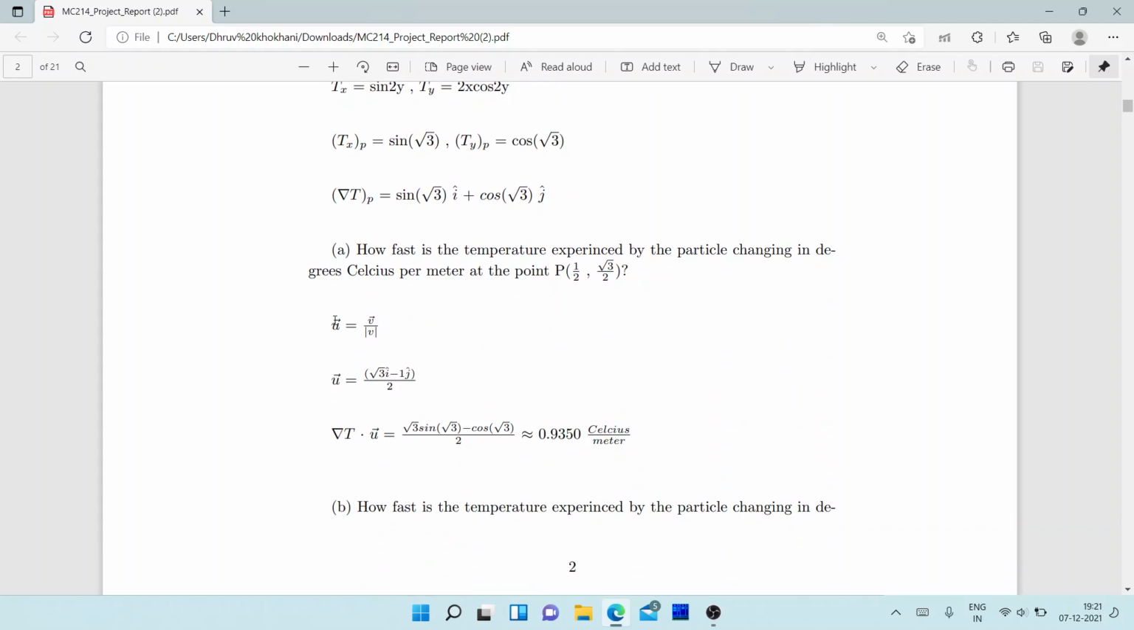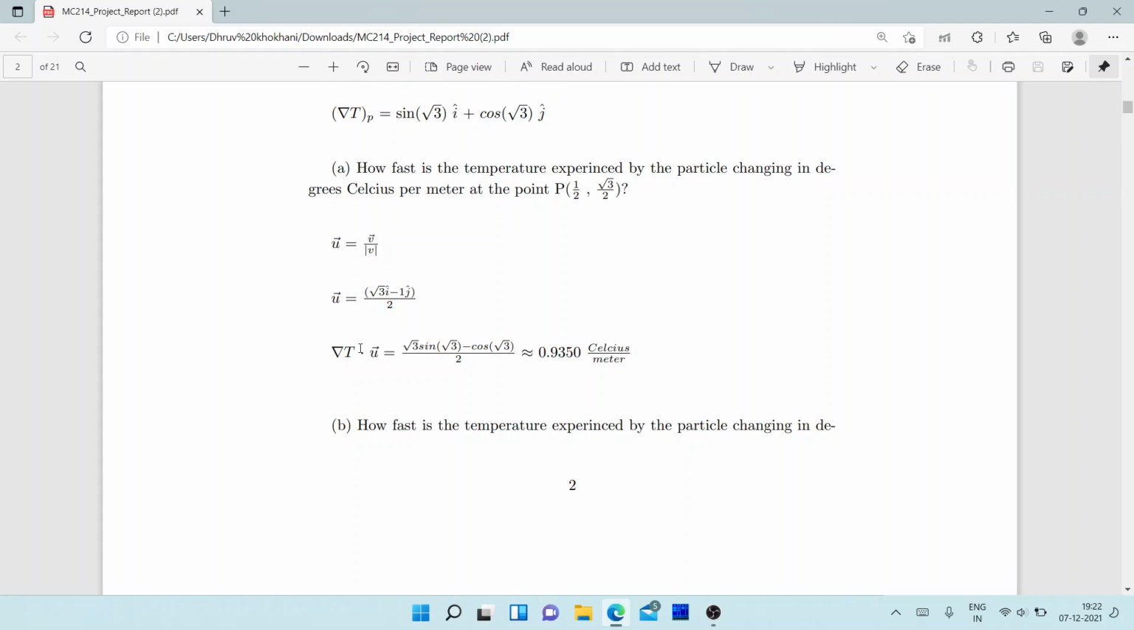U is a unit vector. We get it by taking the velocity vector and dividing by the magnitude of the velocity vector. And to find how fast the temperature is experienced at point P by the particle, we find the gradient of T dot u vector, which is 0.9350 Celsius per meter.